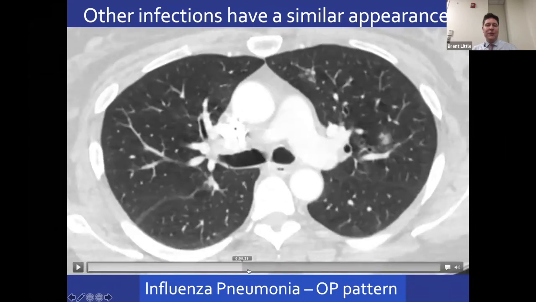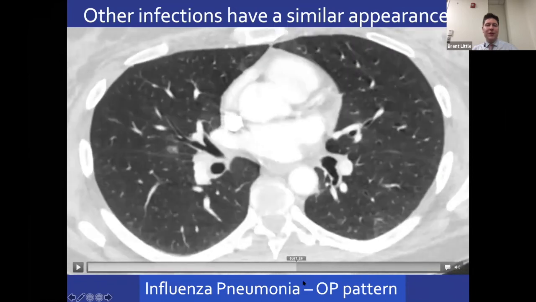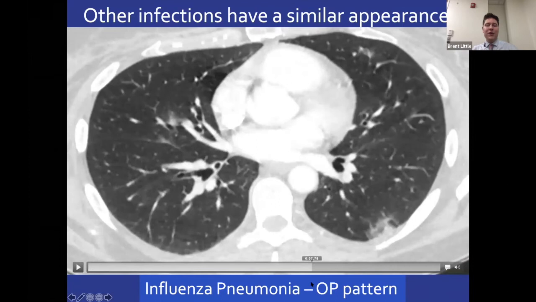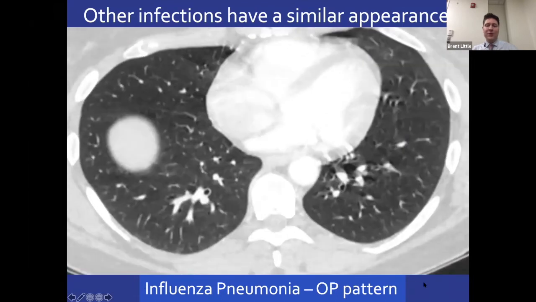And in the setting of a pandemic of COVID-19, you would want to suggest that this appearance could be seen in COVID-19, but of course this was not. This is influenza pneumonia. So other infections can have this appearance as well.